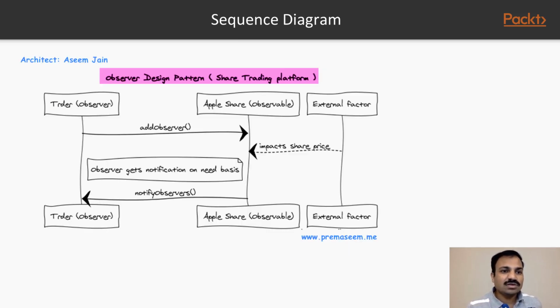Let's understand with the sequence diagram. So we have traders here. What traders are doing is adding themselves to the share, or the subject, which they want to watch. And whenever due to some external factors there is an impact on share price or the share price changes, this share will notify the traders. So it's simplified, no?